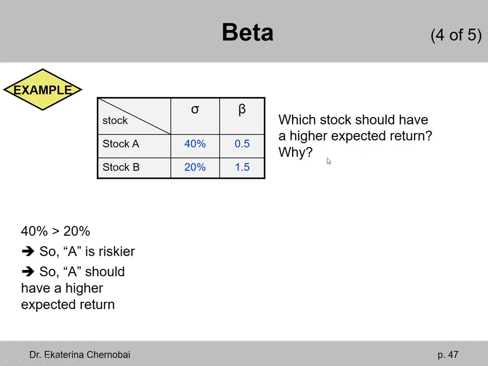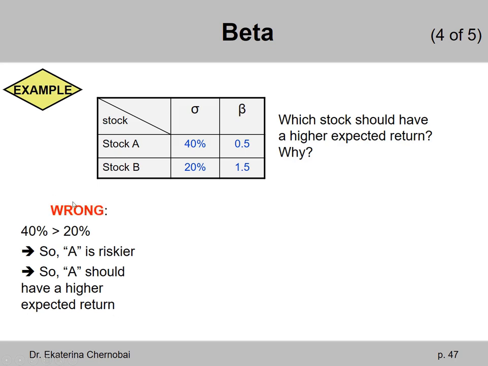Okay, so you can look at it and realize that the sigma is 40% for A, 20% for B. Sigma is the standard deviation of returns. So stock A returns fluctuate a lot more than stock B returns. And so you may think that it's correct to say that A is riskier, and because of that, A should reward investors with a higher expected return.